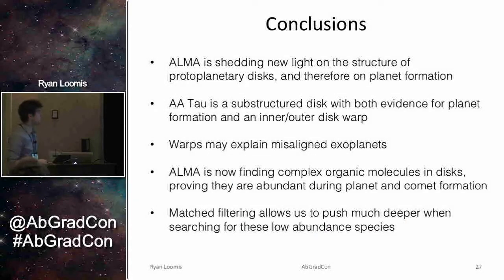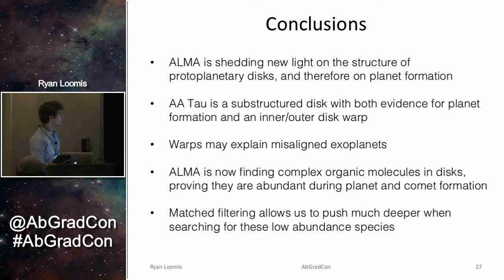So just as takeaways from this, using ALMA, we're basically probing two aspects of planet formation and comet formation. One is we're actually probing directly what the structure of the disk looks like. We saw that for AA Tau it's a substructured disk that has those rings and gaps with direct evidence for planet formation, and it's got this warp. The warp might explain misaligned exoplanet systems.